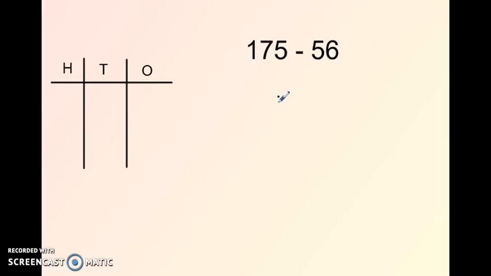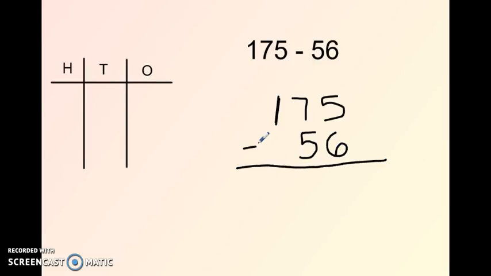I'm going to write my problem down, making sure that I line up my tens and my ones. Make sure that we place my minus sign and my equal sign under both numbers. Now remember, when we subtract, we only draw the first number. So put my magnifying glass around the first number and draw 175 in my chart.